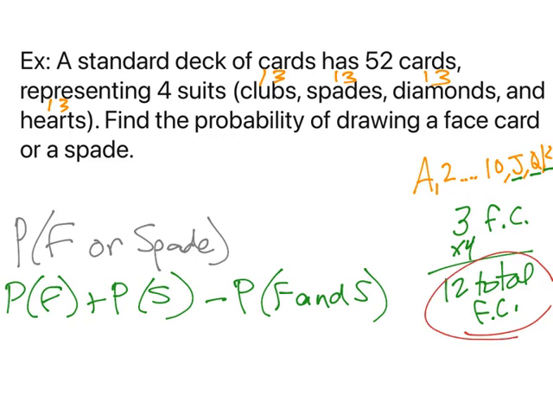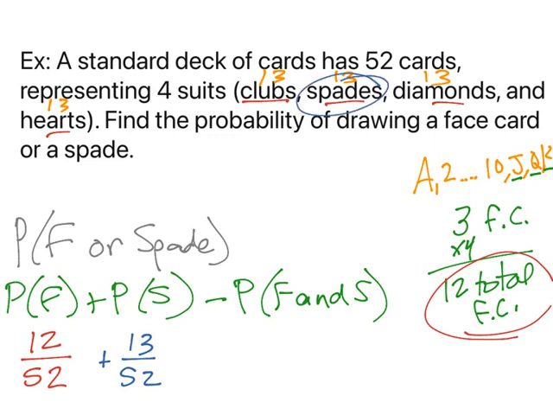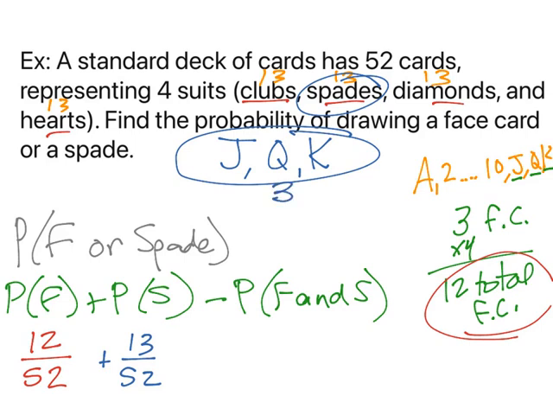Okay, so let's play. There are 12 total face cards. So the probability of a face card is 12 out of the total 52 cards. I said earlier, there are 13 cards in each suit. So the probability of a spade is 13 out of 52. Now, how many of these cards that are spades are also face cards, right? Face cards and spades. Well, there is the jack of spades, the queen of spades, and the king of spades. So there are 3 that are both a face card and a spade. So we are going to subtract the overlap of 3 out of 52.